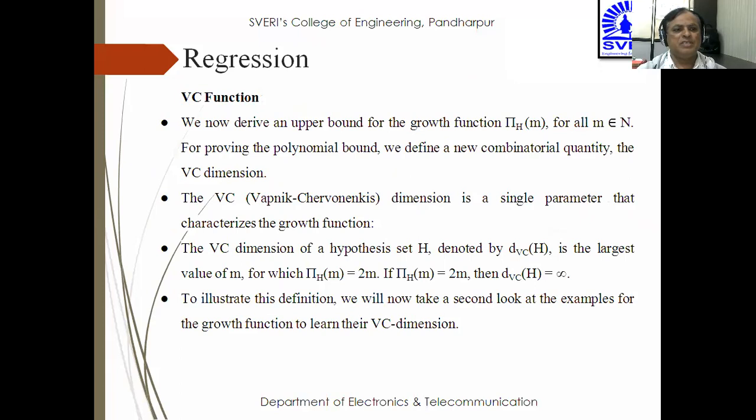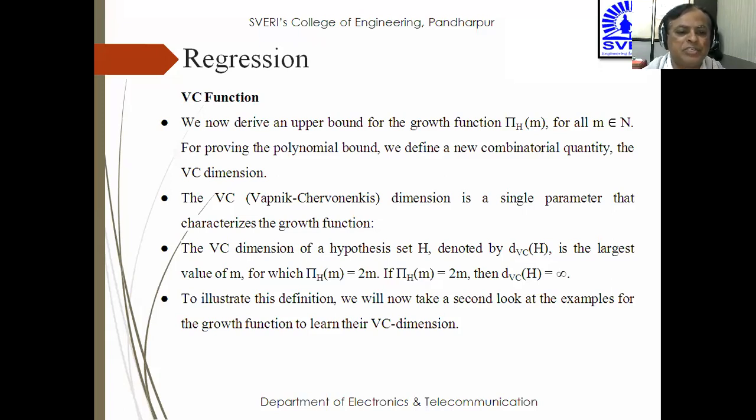So a little bit we'll see that this is called VC, the Vapnik-Chervonenkis. We can derive the upper bound of the growth function by improving the polynomial bound and then combining it with the help of VC dimension. The VC dimension is a single parameter that characterizes the growth function. The VC dimension of the hypothesis set H, denoted by d_VC of H, is the largest value of N for which the growth function equals 2 to the N. If no such largest value exists, then d_VC of H is infinity.